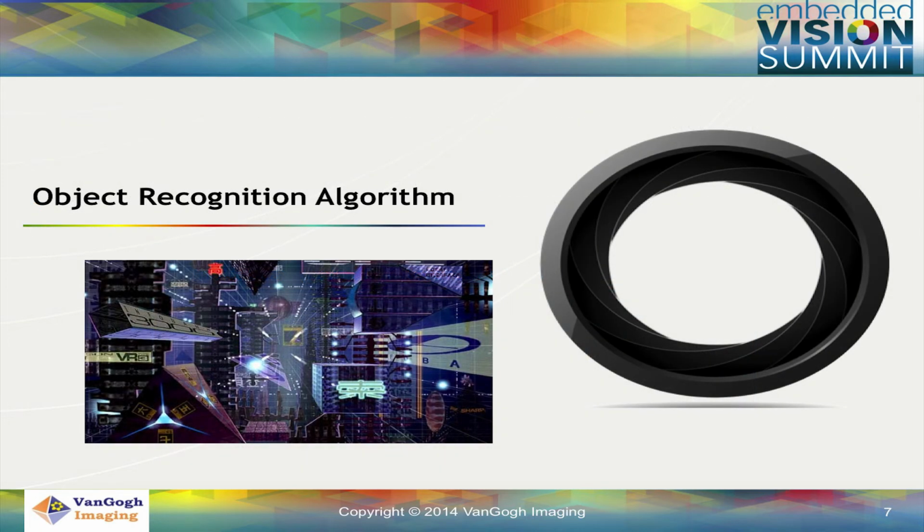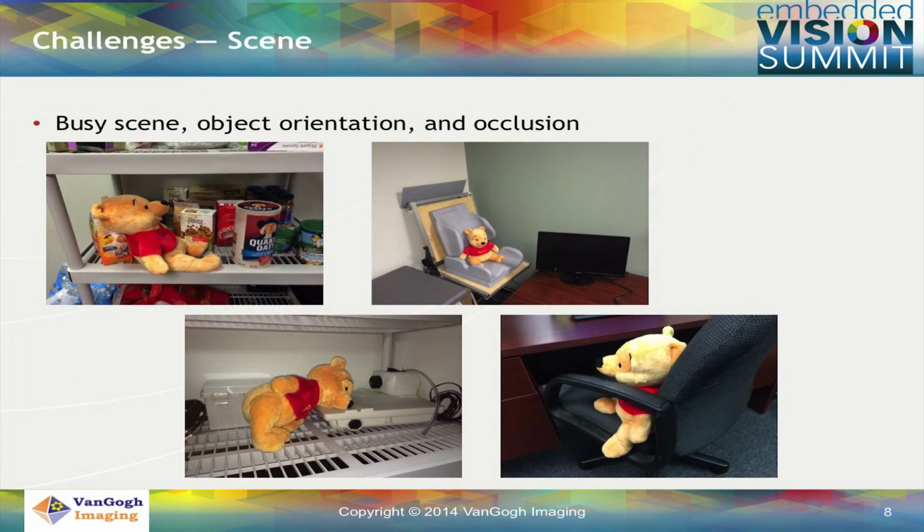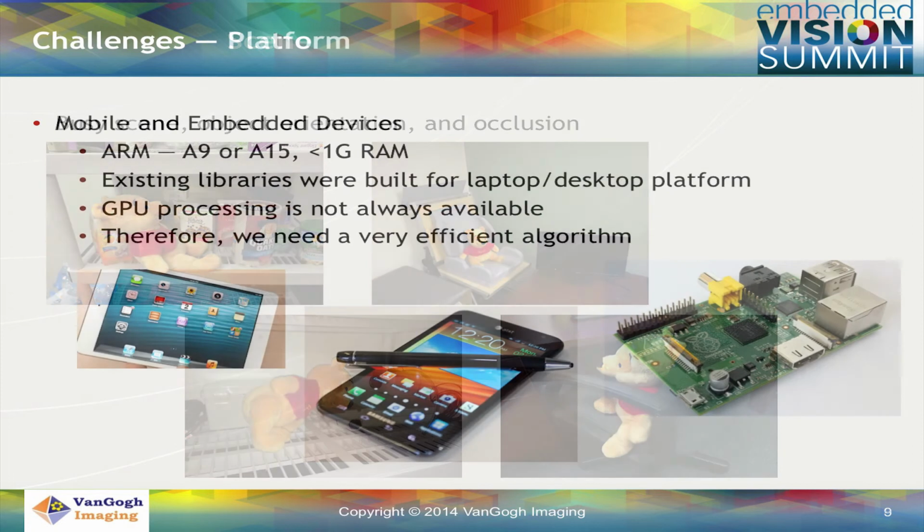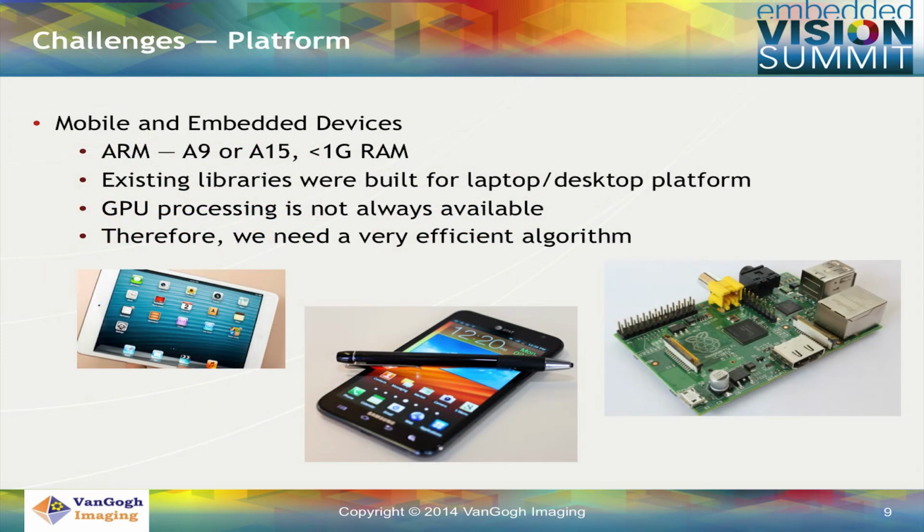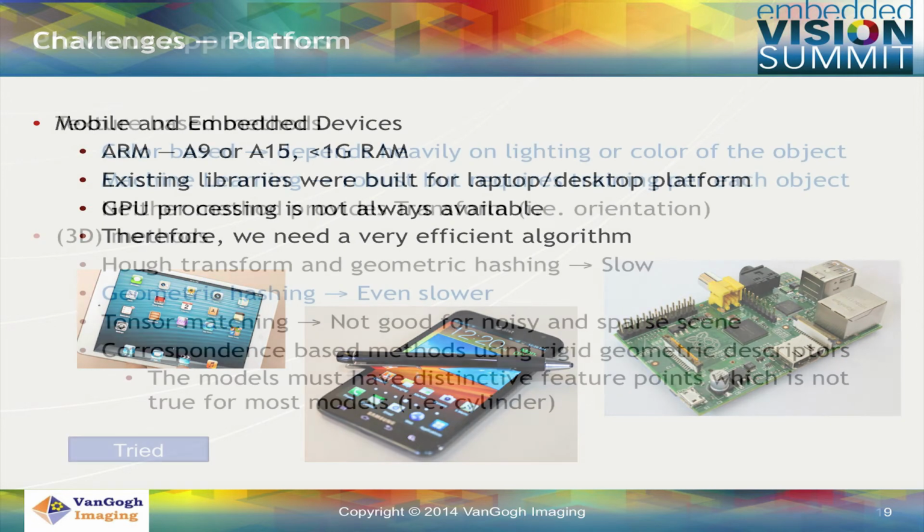But in any case, we're here to talk about the object recognition algorithm. Recognizing an object in the scene is very difficult. As you can see, the object can be in all kinds of different orientations. There could be occlusions. On top of that, you have very limited resources, and you want to make it as low cost as possible, obviously. So we needed a very efficient algorithm.